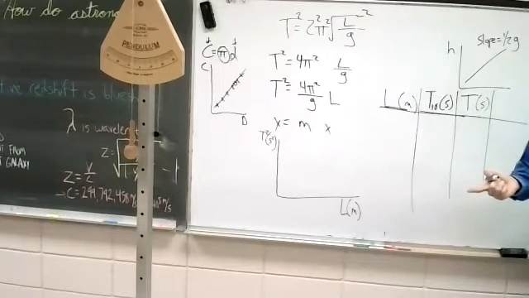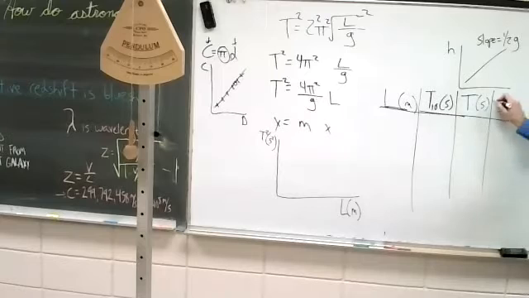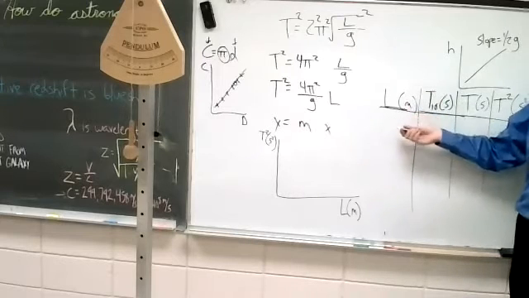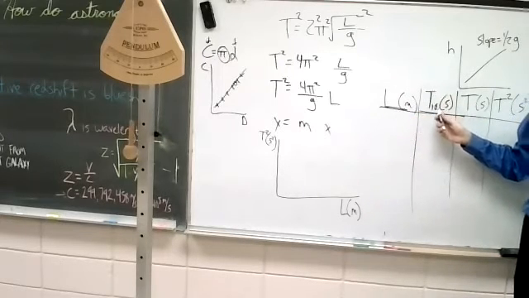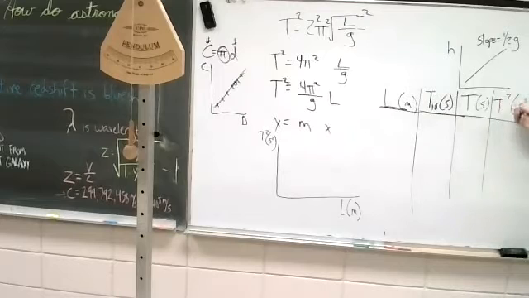We don't want to know T. I mean, we do. What we really want to know is T squared, right? Because that's what we're going to plot. So this is the suggested data table. This is the independent variable, this is the dependent variable, and these will be calculated values.